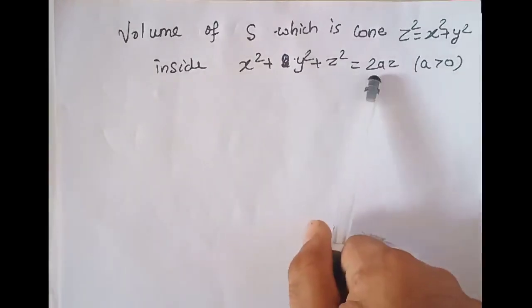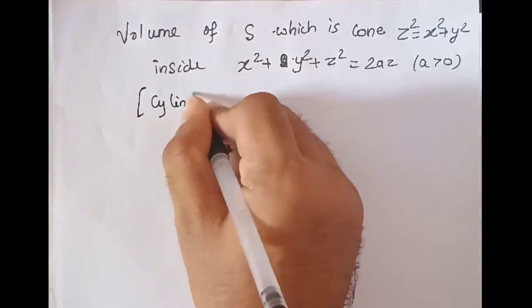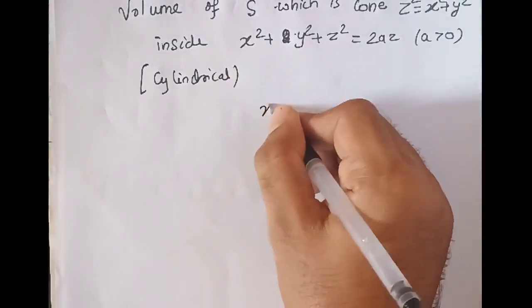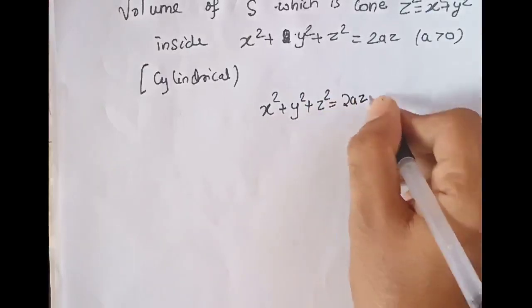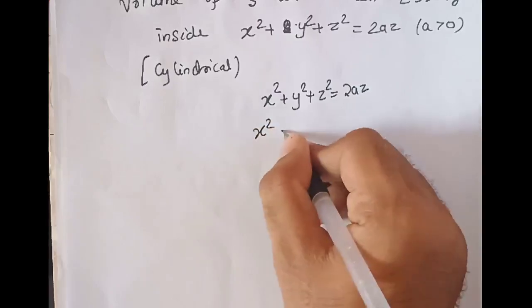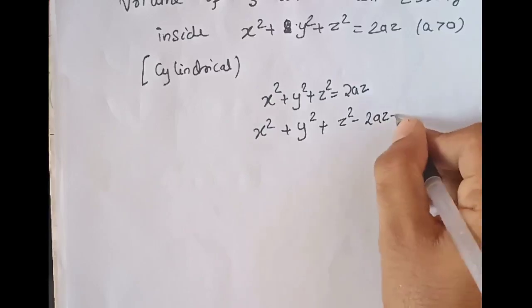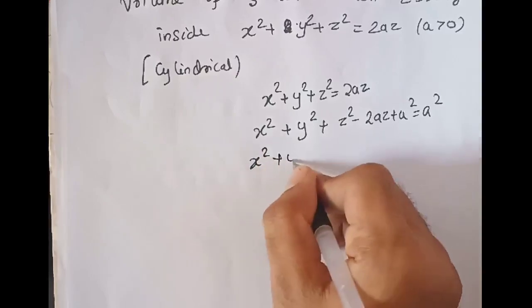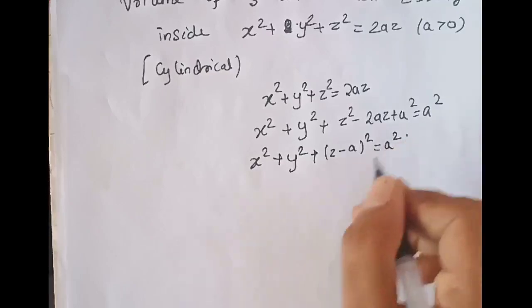Okay, now so we have done this with respect to spherical coordinates. Now with respect to cylindrical coordinates, so we are again going to rewrite the region. So we have x square plus y square plus z square equal to 2az. So adjusting this, we'll reduce to x square plus y square plus z square minus 2az plus a square equal to a square, or simply x square plus y square plus (z minus a) square is equal to a square.